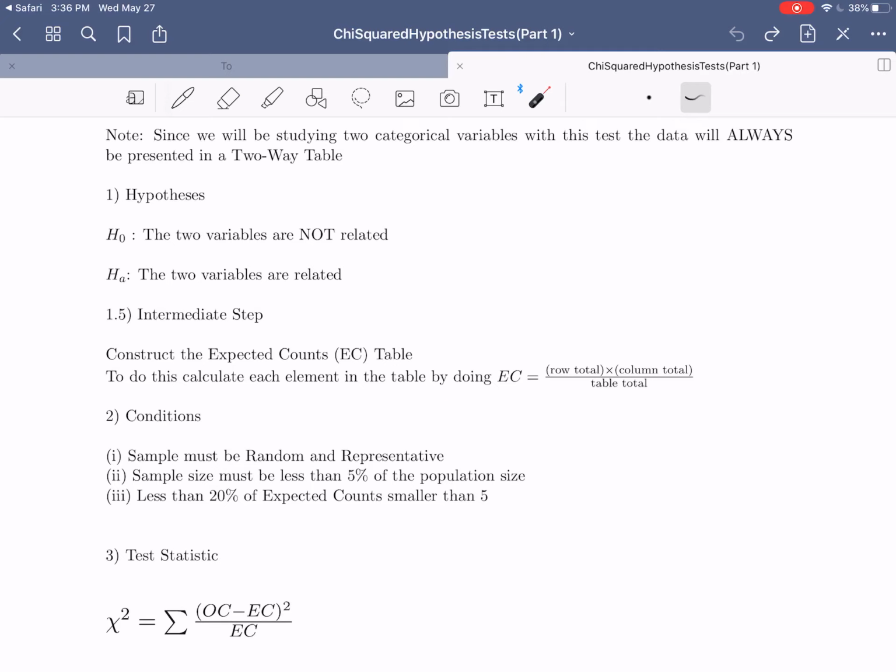Each expected count is equal to their row total times their column total divided by the table total. And in a moment, when we get to our first example, we'll see exactly what this formula is really doing and make more sense of it. But just be aware there's an intermediate step here in between the hypotheses and the conditions, where we construct what is called the expected counts table.